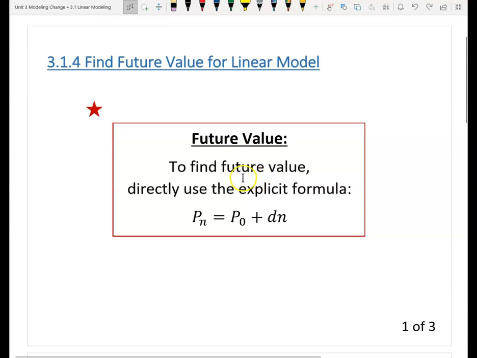Here is the formula for finding future value. We can see as Pn equals P0 plus D times N. You will say this is just the old formula, right? Explicit formula. Yes, it is. Explicit formula just gave us the future value, okay? Because Pn is just the future value, right?